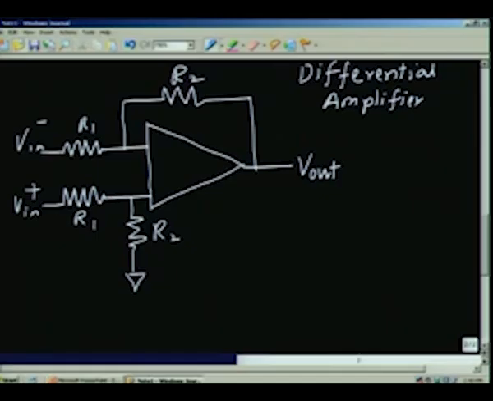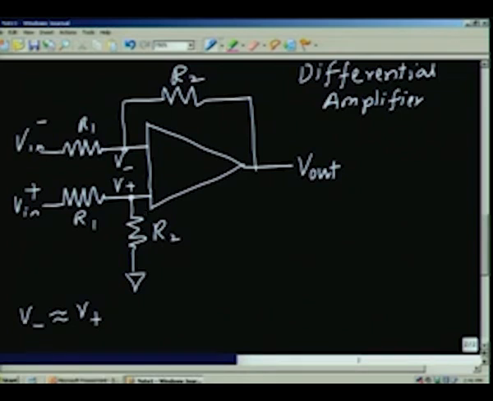So, let me just say what happens. Suppose the potential here is going to be V minus and the potential is going to be V plus, and we know that V minus is equal to V plus. Both of them are equal. So, this is the assumption, because there is no current through these two terminals.